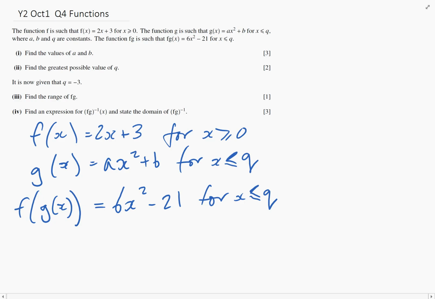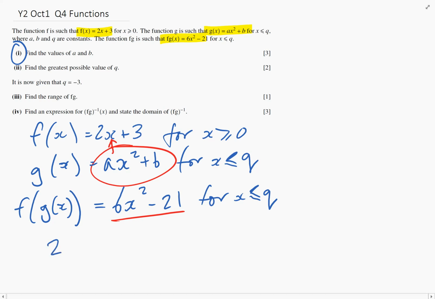Here's question 4 on functions, and part 1, you've got to find the values of a and b. We know what f(x) is, and g(x) has got a's and b's in, which we've got to find out. But we do know what the composite function fg equals. So when we substitute g(x) into the x in f(x), we know we're going to end up with this.